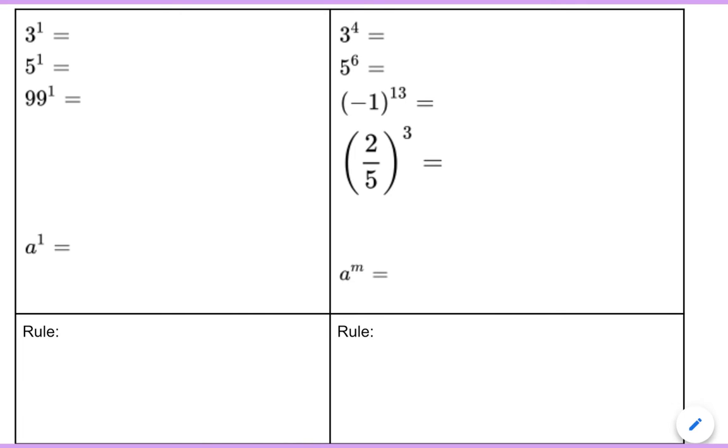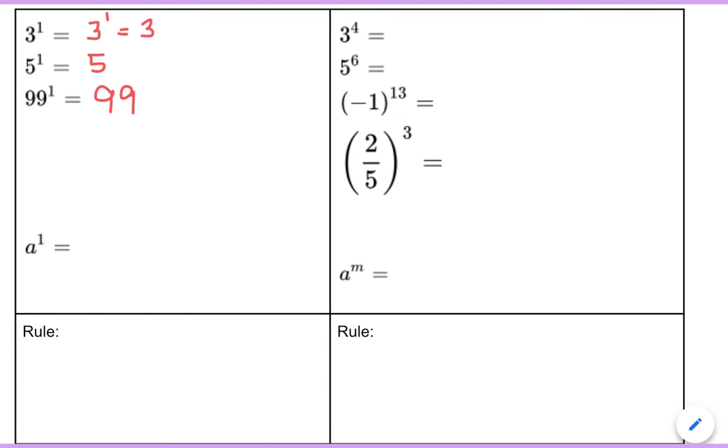Our first rule is going to look at what happens when something is raised to the first power. Now, some of these rules are going to seem really obvious. I just want to write them down formally. 3 to the first means 3 times itself once, which is 3. 5 to the first would be 5. 99 to the first would be 99.